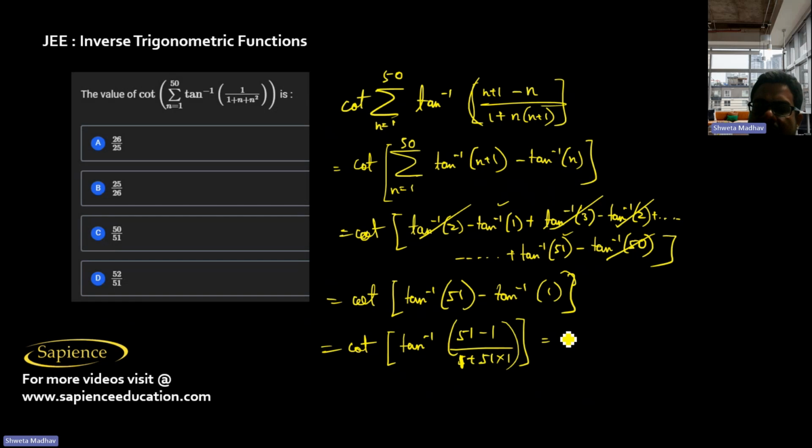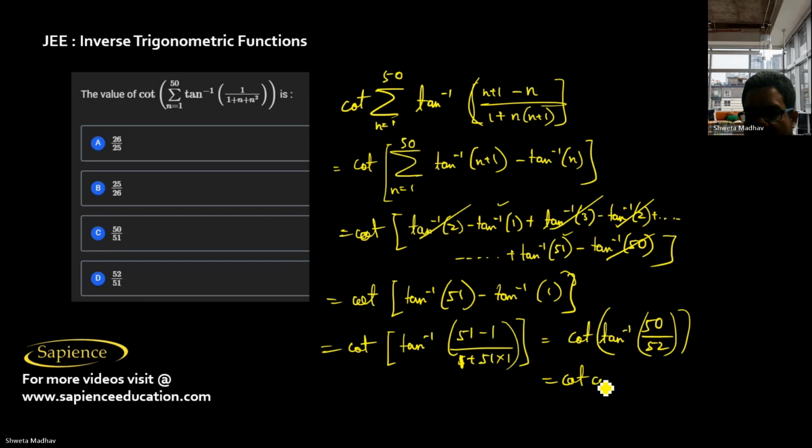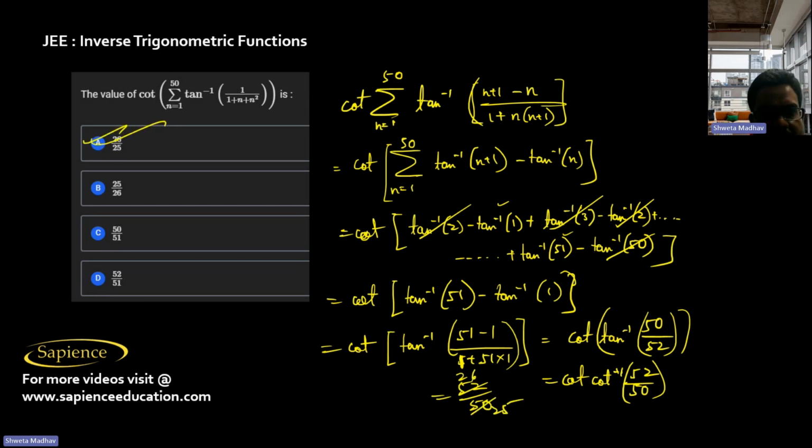Yes, so this will be tan inverse of 50 by 52, or I can say cot inverse of 52 by 50. So this will be 52 by 50, which is 26 by 25. So option A is the correct answer.